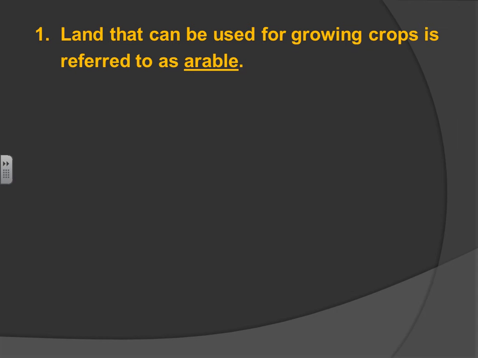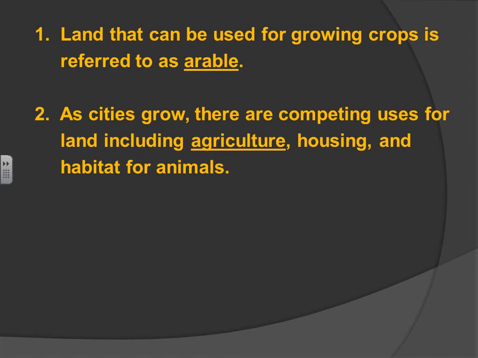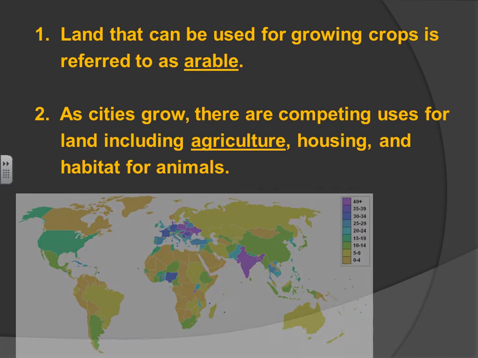for growing crops. Number 2, as cities grow, there are competing uses for land, including agriculture, housing, and habitat for animals. All of those things are needed for the land, so you get this conflict in trying to figure out how do we use the land and have enough to meet the needs of all the people.